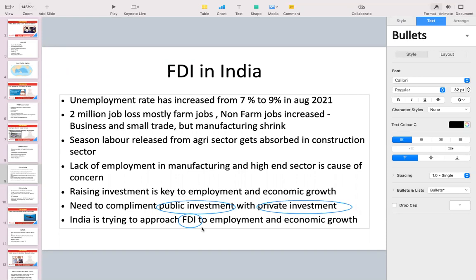FDI, you will open up a factory in India. What will happen? There will be some development, there will be some jobs. If some company is just putting money into stocks, there will not be any jobs, right? So FDI is that type of investment. Now, what this article is trying to say, we are trying to promote FDI. How? By promoting ease of doing business. Okay, let's move to the next slide.